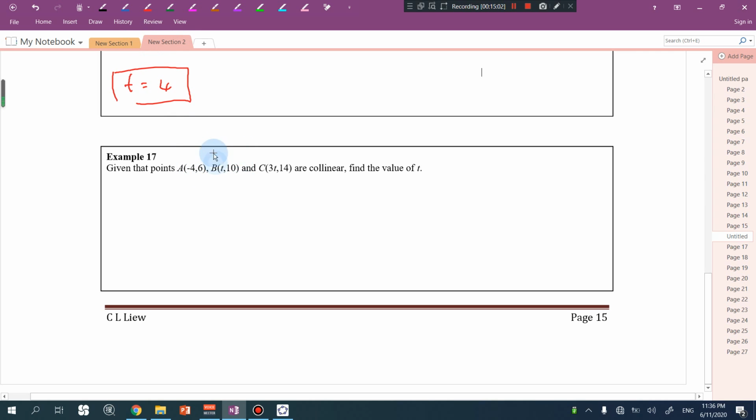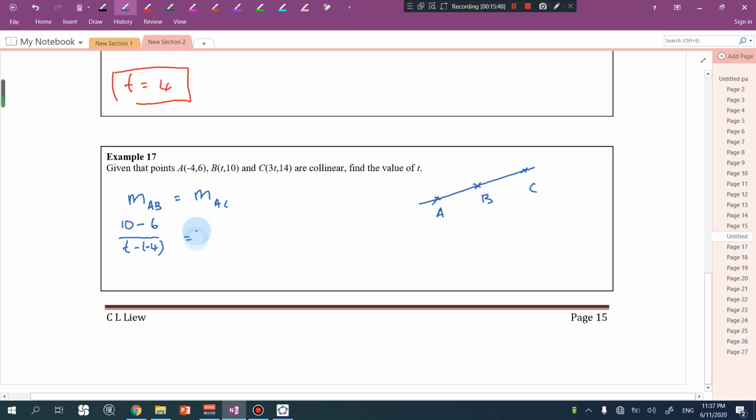If these 3 points are collinear, means that they fall on the same straight line, correct? So last time you learned about the gradient. If they are collinear, they fall on the same straight line. Gradient of AB will be equal to gradient of AC will be equal to the gradient of BC, right? So gradient of AB is equal to gradient of AC. So if you don't want, you can write BC. So AB, focus on these 2 points. 10 minus 6. I hope that you still remember how to find the gradient. 10 minus 6, right? Y2 minus Y1. And then X2 minus X1. T minus negative 4.